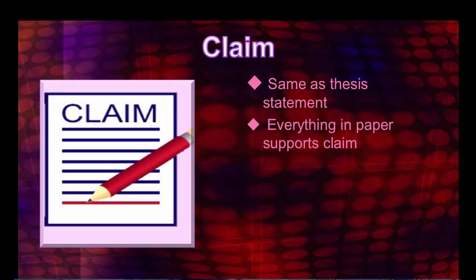Basically, the claim is the main point that your paper is going to make. It is the point that your paper is attempting to prove the validity of. And we're going to talk about that to a greater degree when we talk about writing working claims or working thesis statements. Basically, every sentence in your paper works to support the claim and to prove its validity.